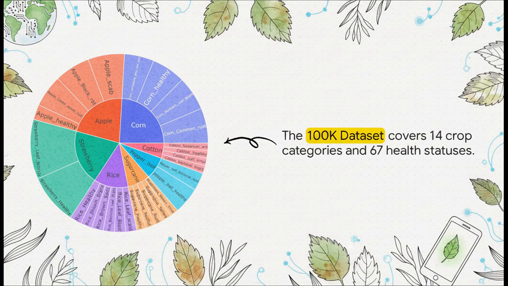The absolute foundation of this model's visual recognition is the Plant Diseases 100K dataset. We're talking about over 100,000 high-resolution images across 14 distinct crop categories. Think apples, corn, strawberries, rice, the whole shebang. And within those specific crops, it covers 67 different health statuses, showing both completely healthy leaves and leaves exhibiting various pathogenic states. This massive scale is exactly what's necessary to train deep neural networks without running into severe overfitting.